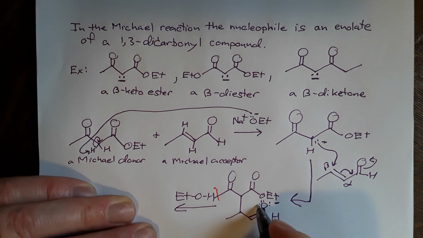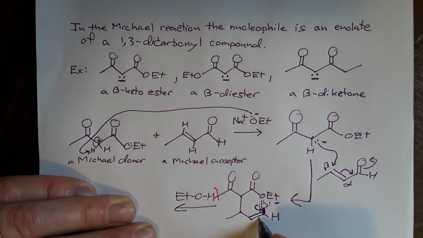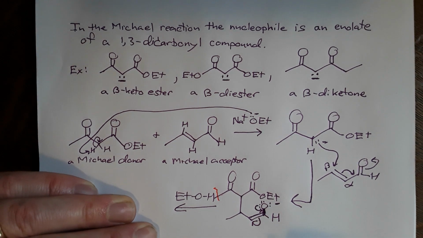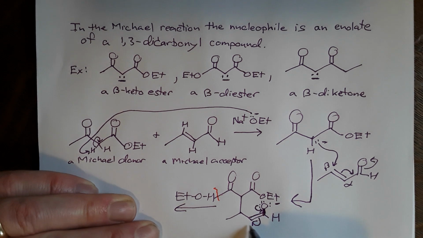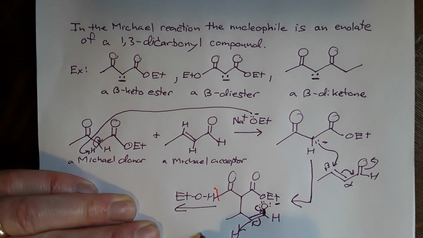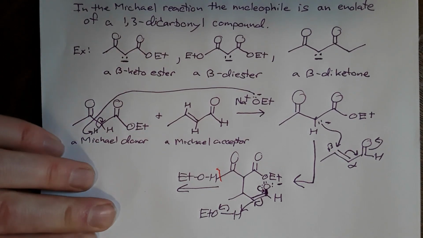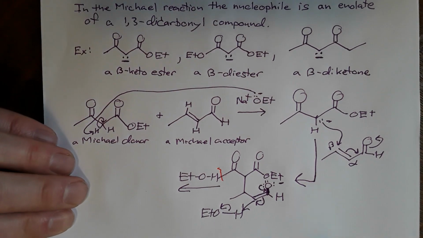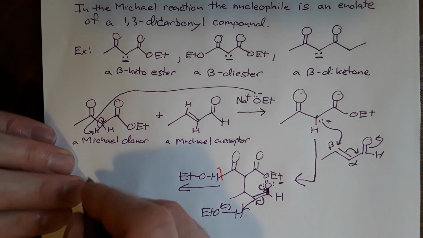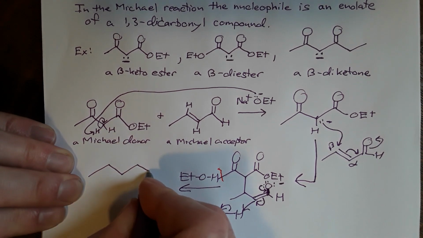Then if we flip back down, the electrons reforming the carbonyl, dumping the electrons onto the alpha carbon, that can pick up a proton from ethanol, reforming the ethoxide that we started from. Okay, so then our final product will be what I already drew and kind of scribbled out there.